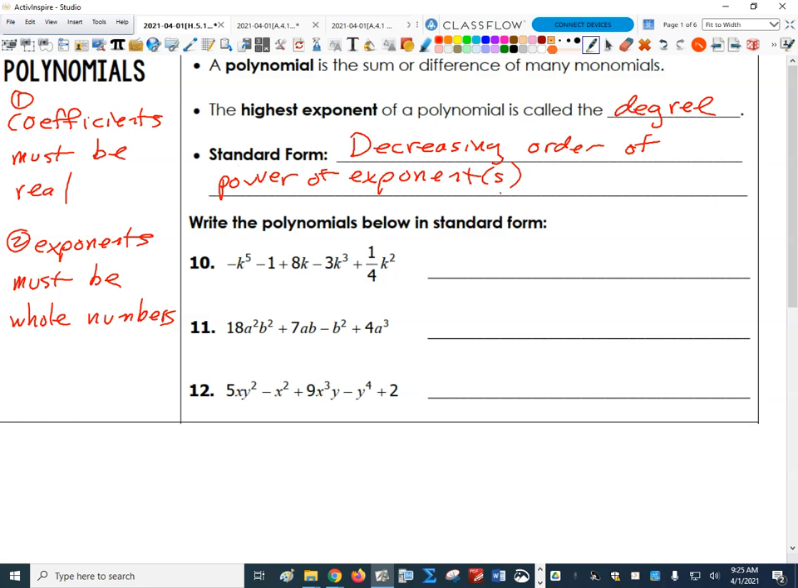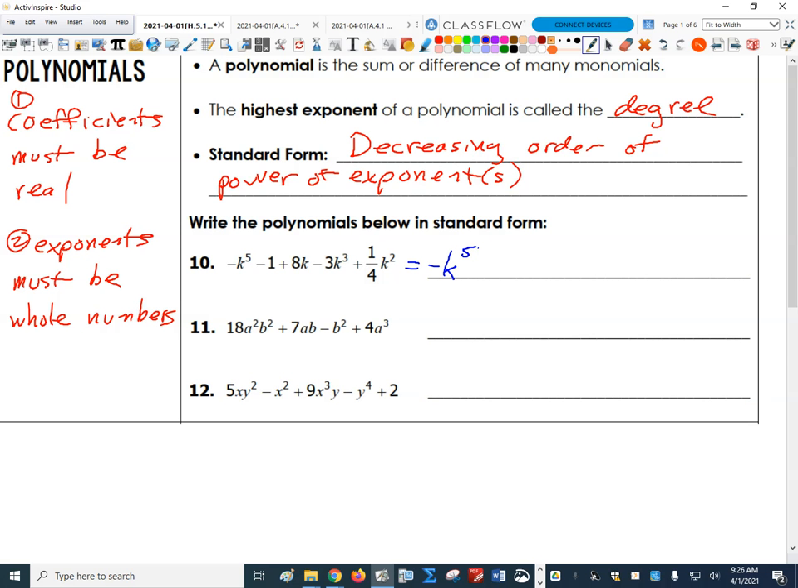Okay? So for example, these are all examples of polynomials here. Let's take that top one. If I want to write this in its standard form, in its organized way, which is important to do, which term would have to come first? Yeah, it's got to be that one, right? The biggest power of the variable k. So this is going to equal negative k to the fifth. So that one goes first.